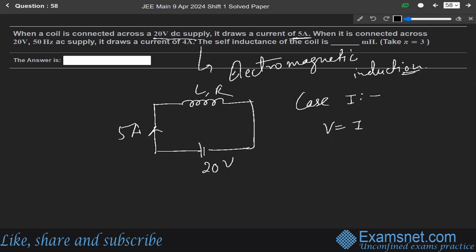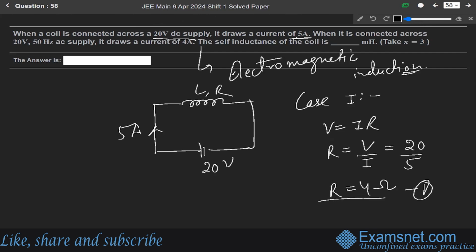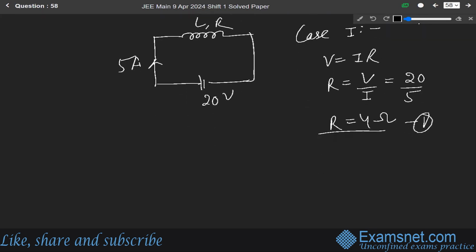So we know that V equals IR. So from here, R is equal to V over I. V is 20 volt, I is 5 ampere. So R will be equal to 4 ohm. Okay, let us say this is first. Now take the second case.